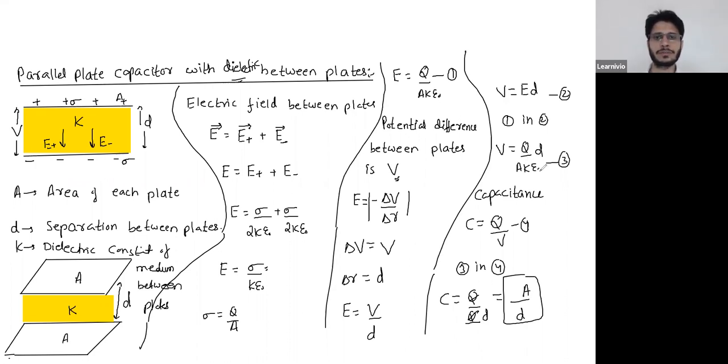So that will be K epsilon naught A by D. And K is greater than 1. So if I compare this C with that of air, in air it was epsilon naught A by D. In medium this is K epsilon naught A by D. So capacity increases in medium.